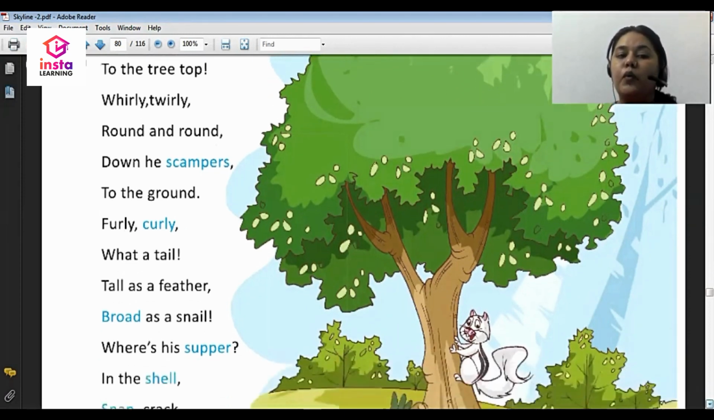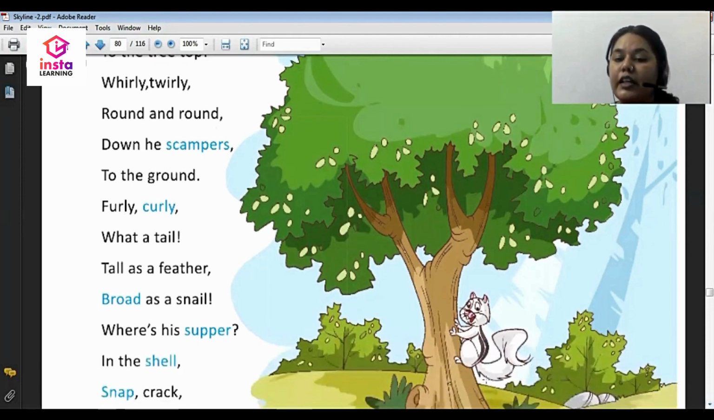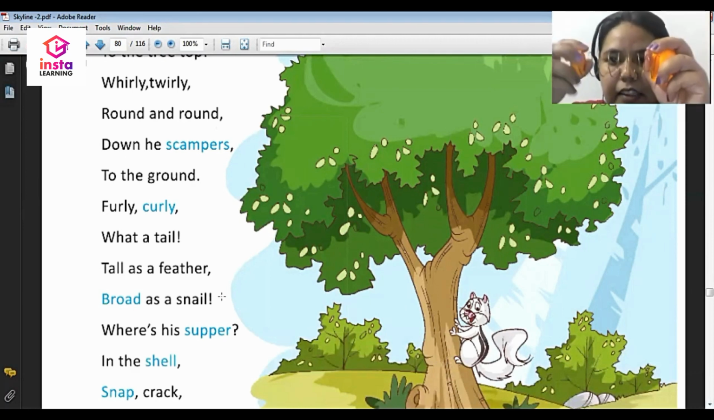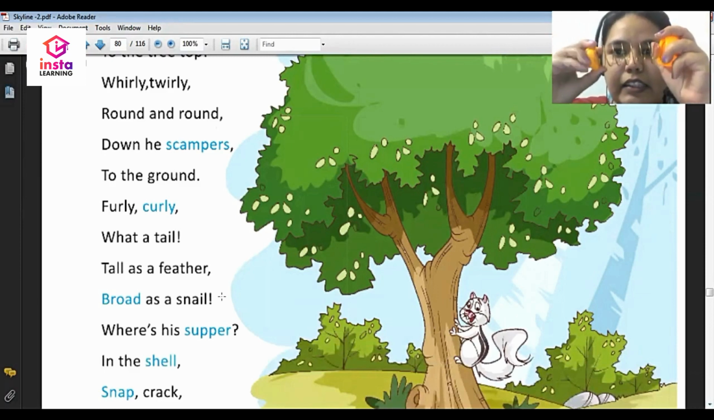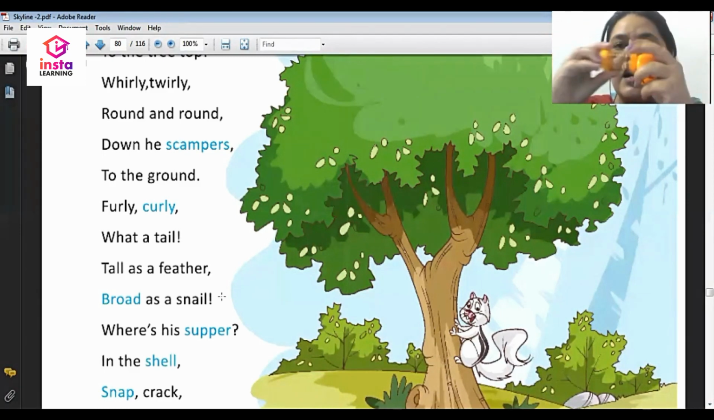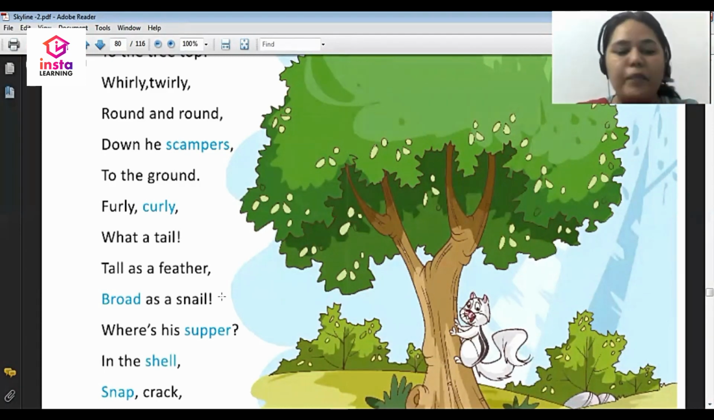Furly curly, what a tail. So now the tail of the squirrel is described. It is said to be very curly. Tall as a feather, broad as a snail. If you have a look at this, this thing is curly. It is like a coil, right? So this is how the tail of the squirrel is described.